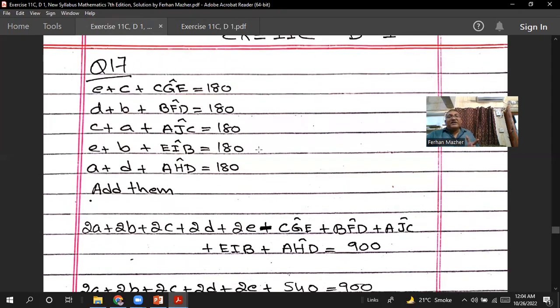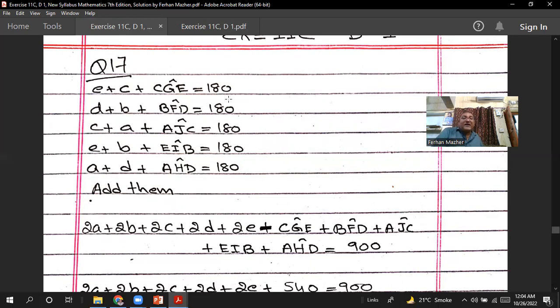So I have written those: C plus E plus CGE equals 180. D plus B plus BFD equals 180. C plus A plus AGC equals 180. E plus B plus EIB equals 180. A plus B plus AHD equals 180.